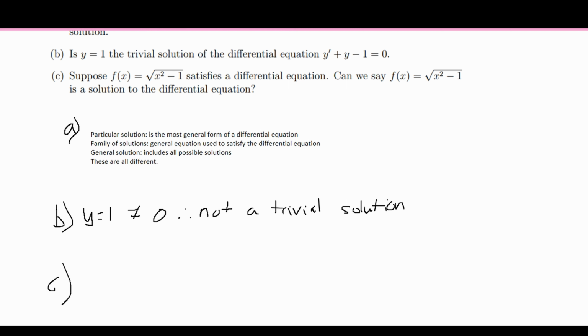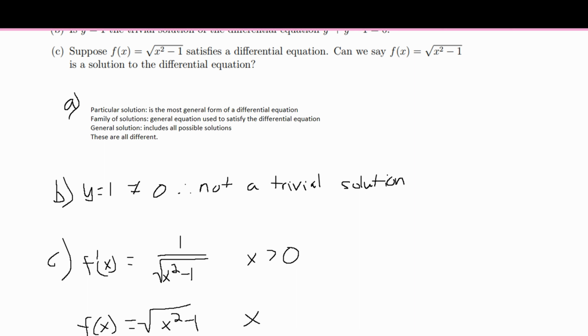So C asks us to suppose f of x is equal to the square root of x squared minus 1 satisfies a differential equation. Can we say f of x is equal to the square root of x squared minus 1 is a solution to the differential equation? So to do this, we have f of x, and we also need the derivative of f of x. So this is the derivative of f of x. We can see that in the derivative, x has to be greater than 0. For the original function, x just has to be greater than or equal to 0. Since this is the more strict requirement, we are going to look at this.